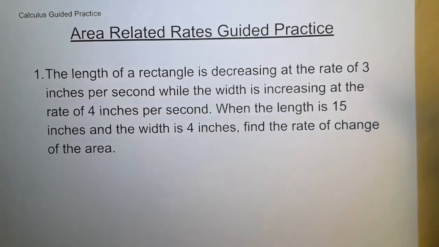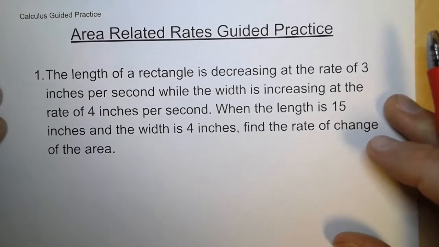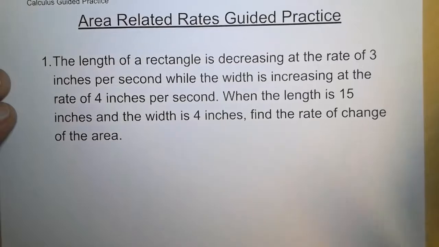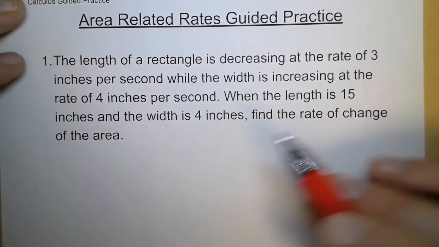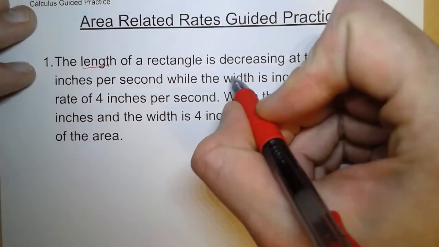So for this first one, we're given the length of a rectangle is decreasing at the rate of 3 inches per second, and the width is increasing at the rate of 4 inches per second. And when the length is 15 inches and the width is 4 inches, find the rate of change of the area.